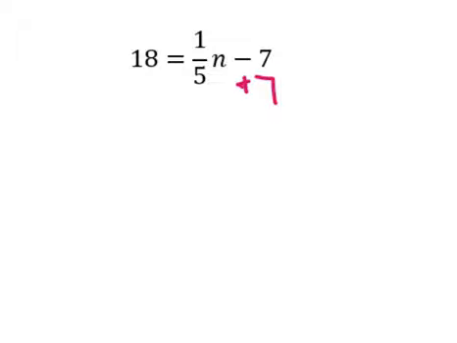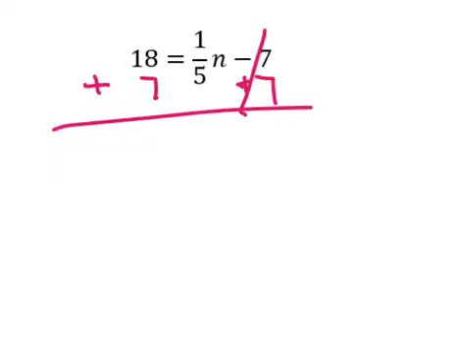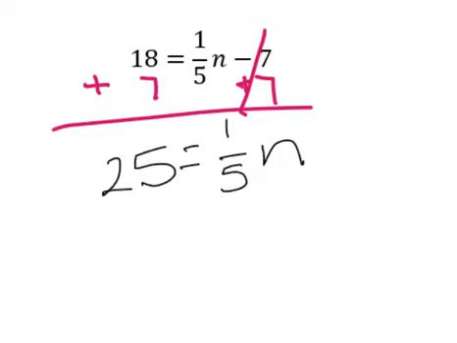Okay, that's on one side of the equation. So let's do the same thing on the other side of the equation. So this minus 7 and plus 7, of course, we know equals 0. That's what I wanted to accomplish. And we have 1/5 n. That's what's left on this side of the equation. There's my equal sign. Bring it right down. And now I have 18 plus 7. That's 25.